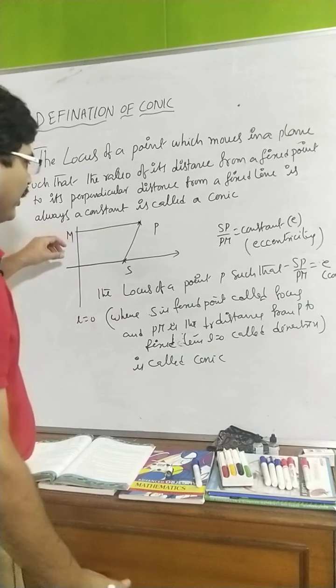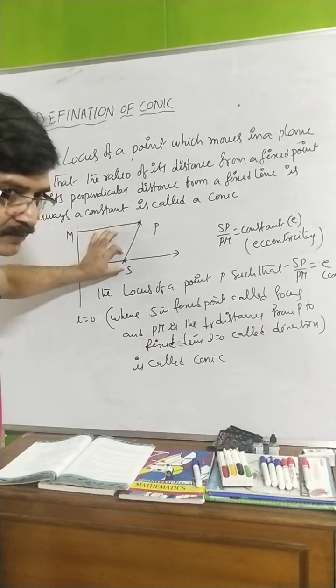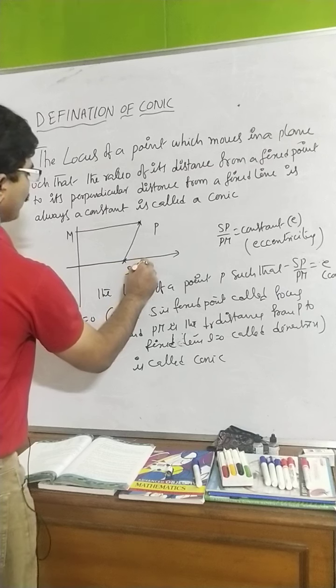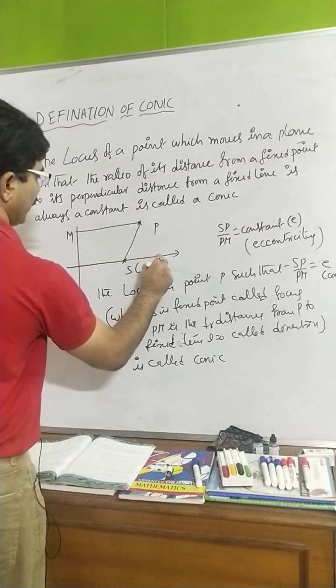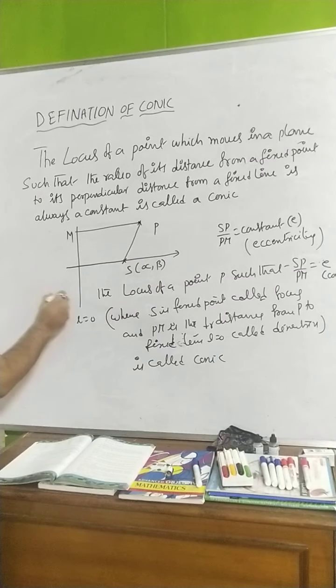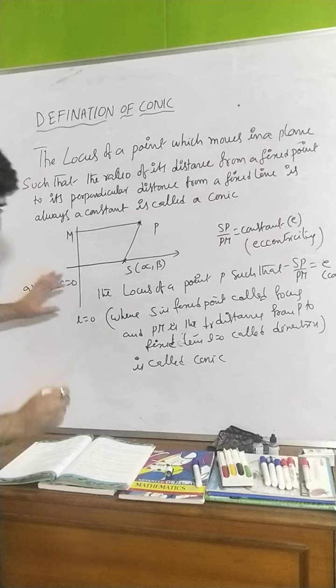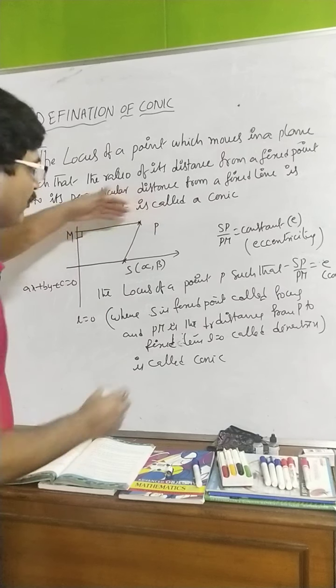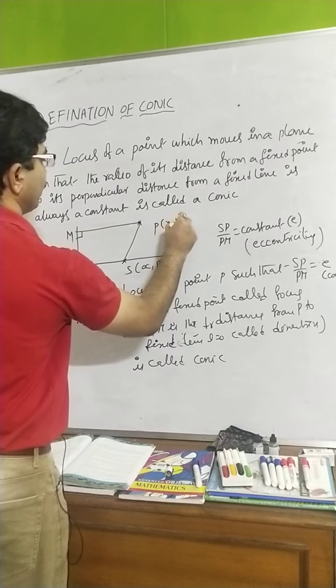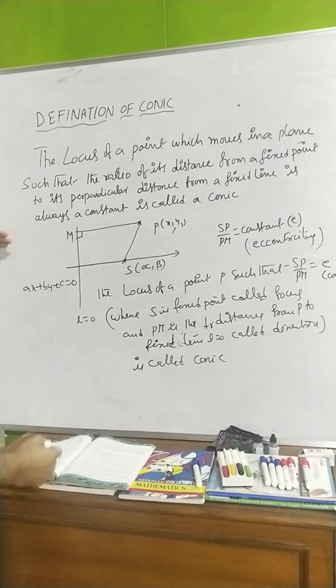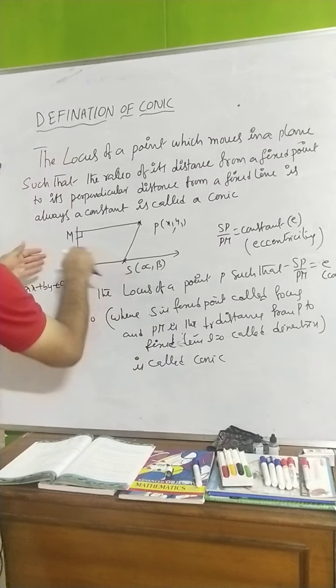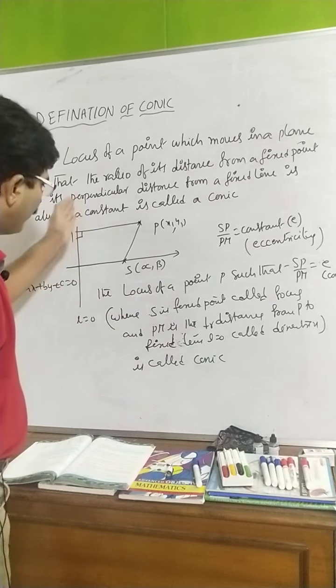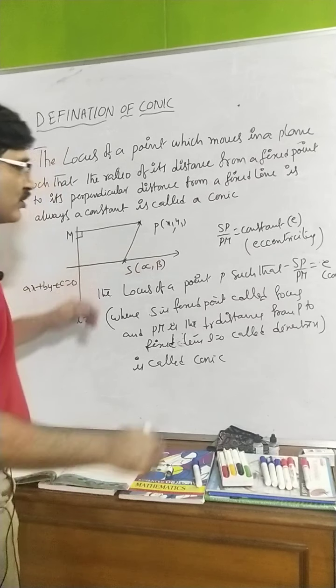Right, one more point here. You see this is a fixed point. If you say that this fixed point is something alpha comma beta, and the fixed line, if you take here, as ax plus by plus c equal to 0. Let us take down like this, and perpendicular we have drawn from point P. You take x1 y1, right? And one more point I want to tell you, the line which is perpendicular to the fixed line passing through the focus is called what? Axis.